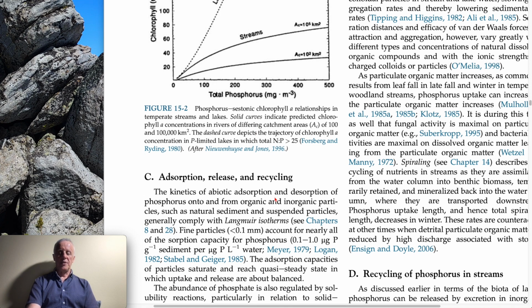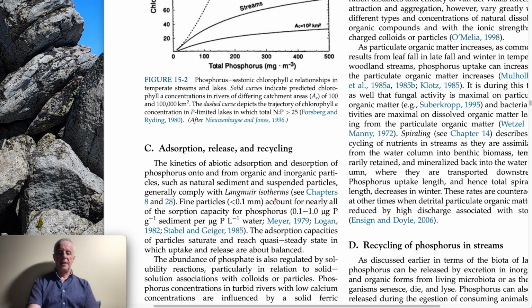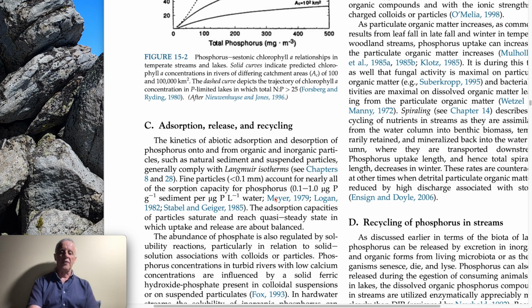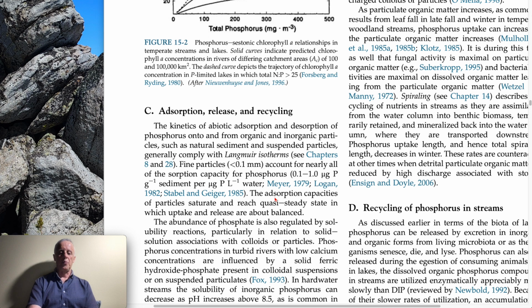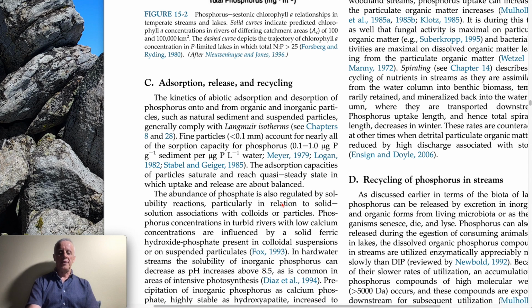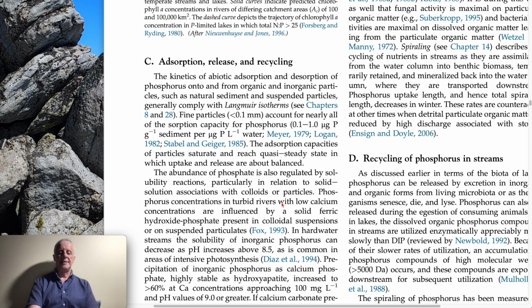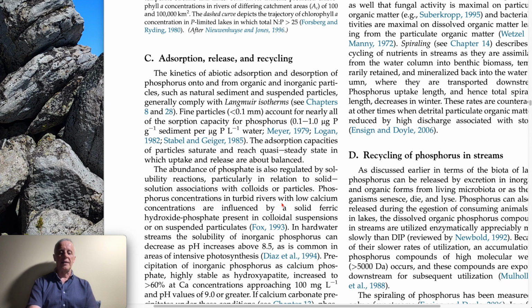Adsorption, release, and recycling. The kinetics of abiotic adsorption and desorption of phosphorus onto and from organic and inorganic particles, such as natural sediments and suspended particles, generally comply with Langmuir isotherms. Fine particles, less than 0.1 millimeter, account for nearly all of the adsorption capacity for phosphorus, 0.1 to 1.0 microgram of phosphorus per gram of sediment per microgram of phosphorus per liter of water. The adsorption capacities of particles saturate and reach quasi-steady state in which uptake and release are about balanced.